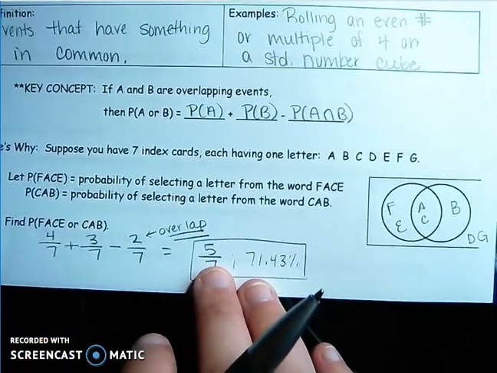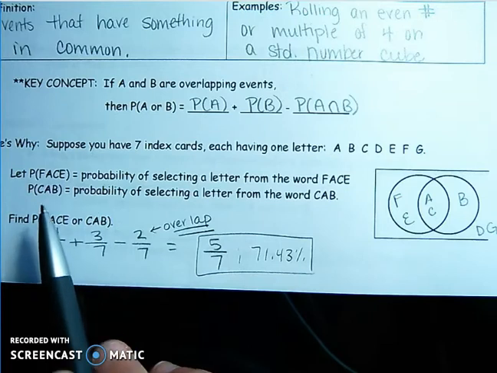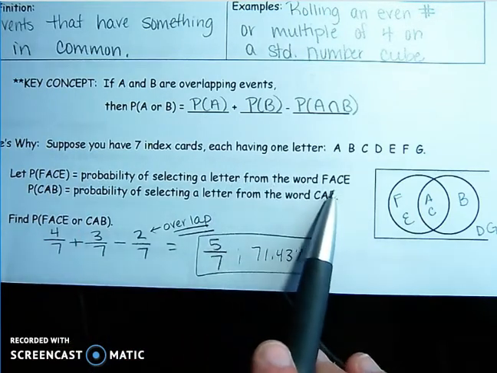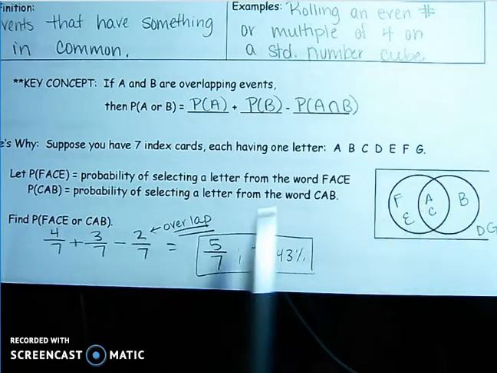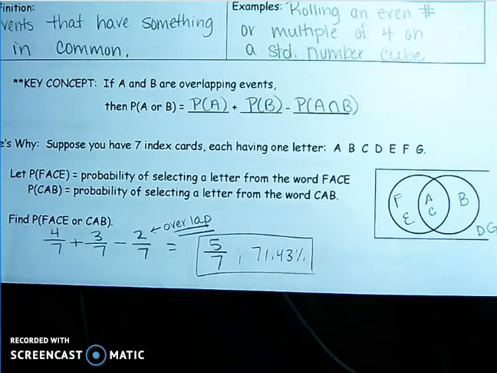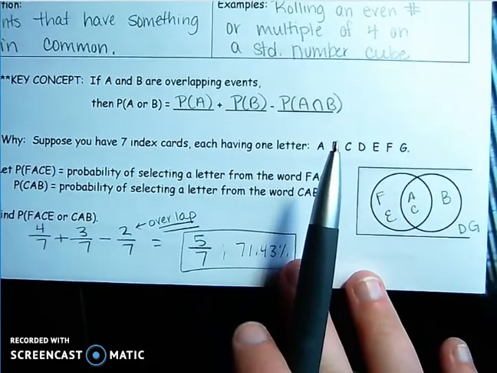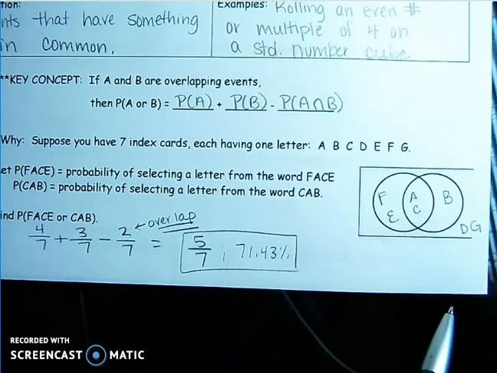Suppose you have 7 index cards labeled A through G. The probability of getting the word face is the probability of getting any letter in that word. So my first bubble has the word face. Probability of getting the word cab is picking a letter from CAB, which is here. If you notice, A and C are common letters between face and cab, whereas D and G are not used in either one of those words.